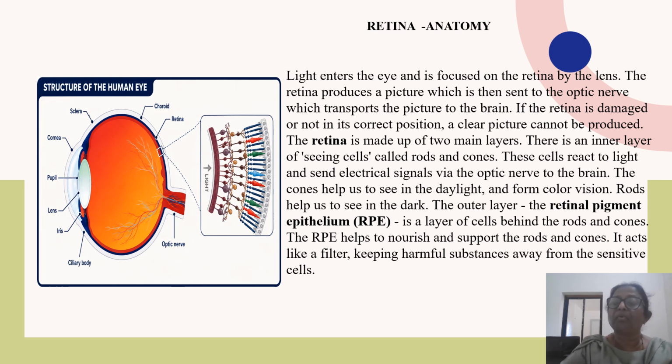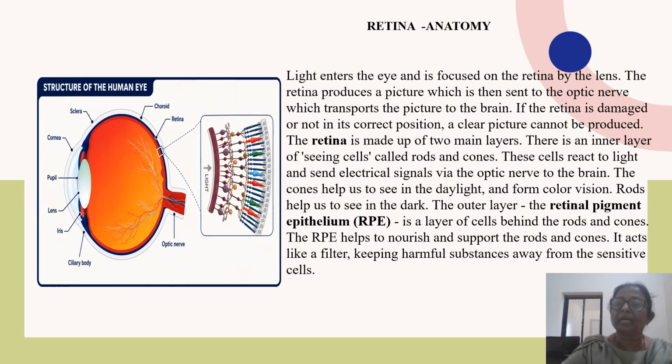The retina is made up of two main layers. There is an inner layer of seeing cells called rods and cones. These cells react to light and send electrical signals via the optic nerve to the brain. So the cones help us to see in daylight and form color vision. Rods help us to see in the dark.